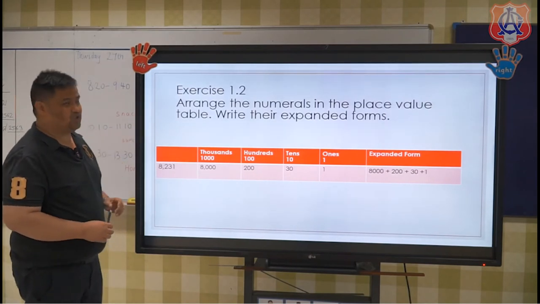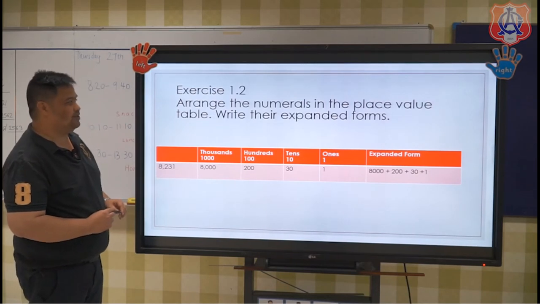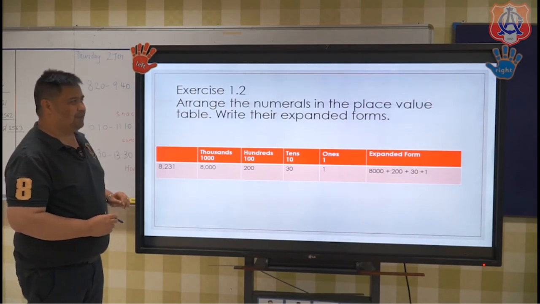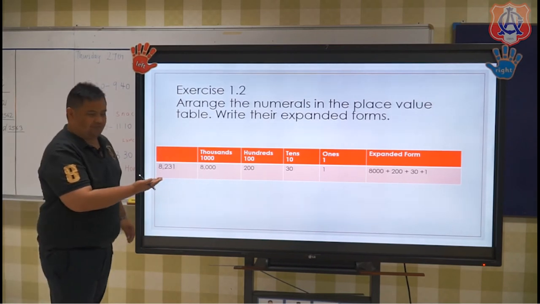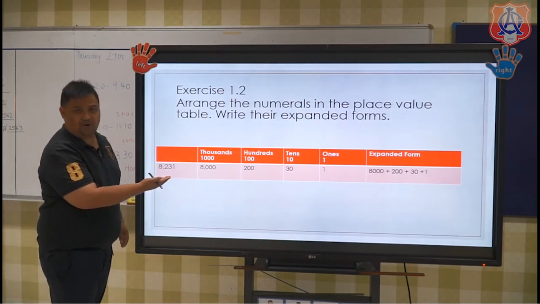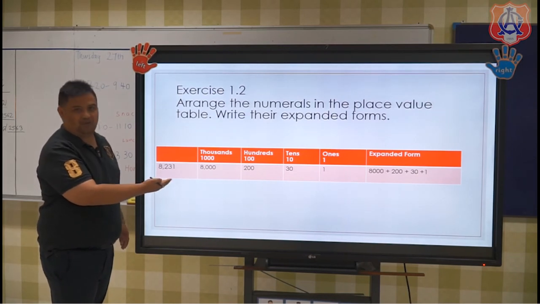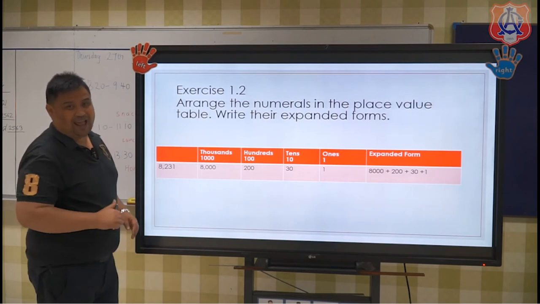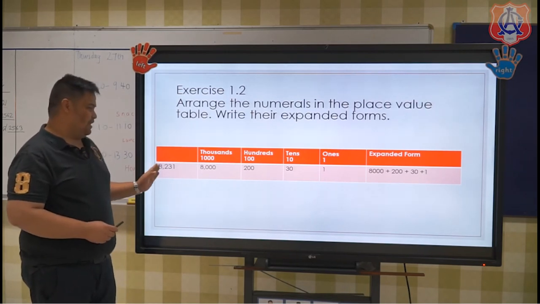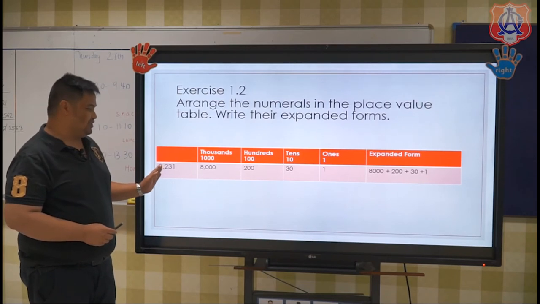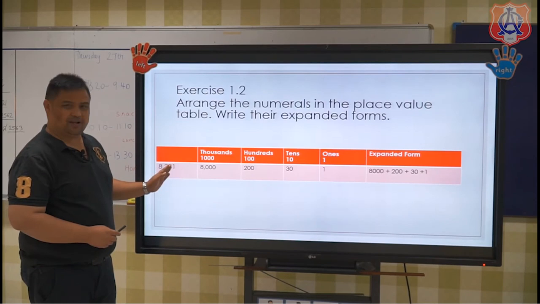This is exercise 1.2. Arrange the numerals in the place value table and write their expanded forms. This is 8,231. Remember on our last lesson, the 8 is in the thousands, 2 is in the hundreds, 3 is in the tens, and 1 is in the ones.